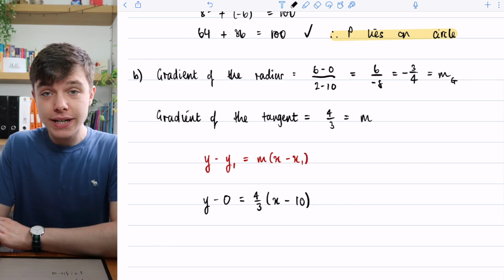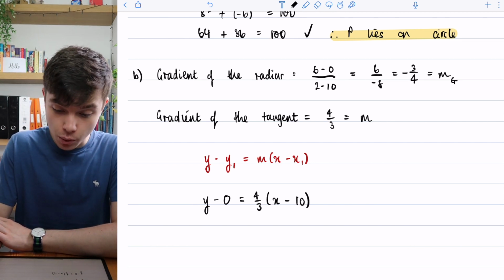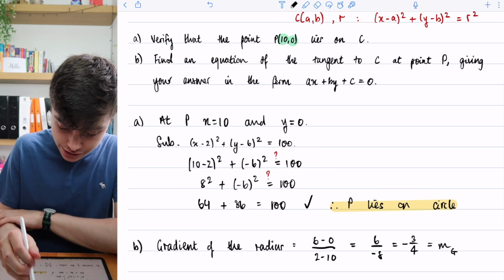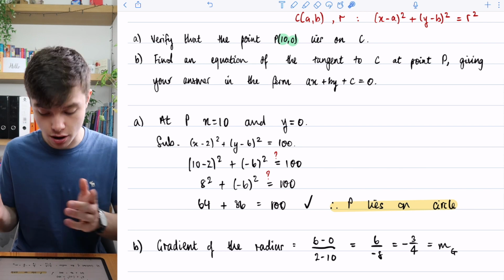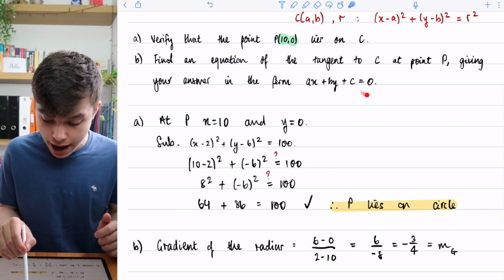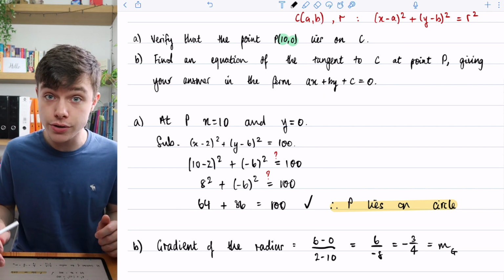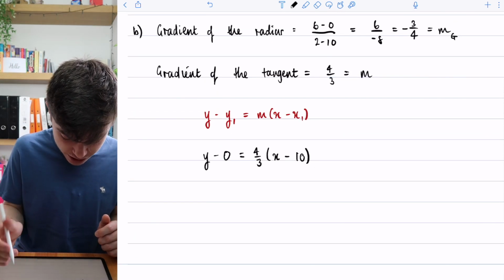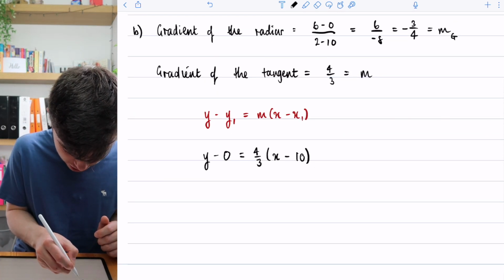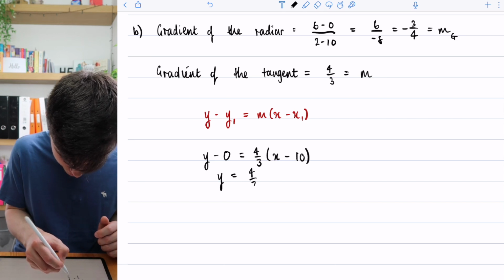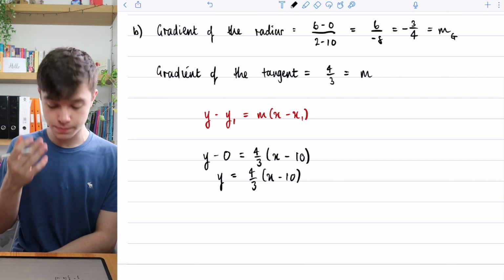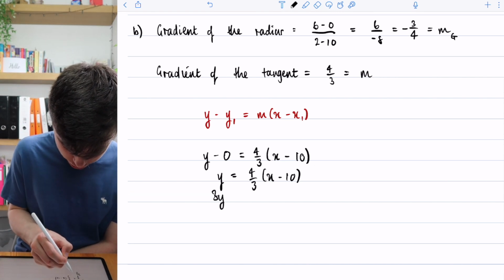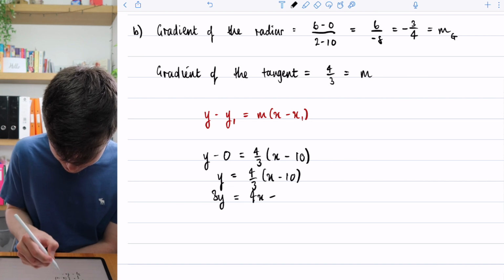And then we need to do some rearranging because we want to get it in the integer coefficient form of a straight line. A, B and C must be integers, they're the coefficients, and we must have 0 on the right hand side. So we can do some basic algebra to rearrange. First of all, let's write it without the 0, just to stop any confusion. Then we can multiply everything by 3, so we'll get 3y is equal to 4x minus 10.